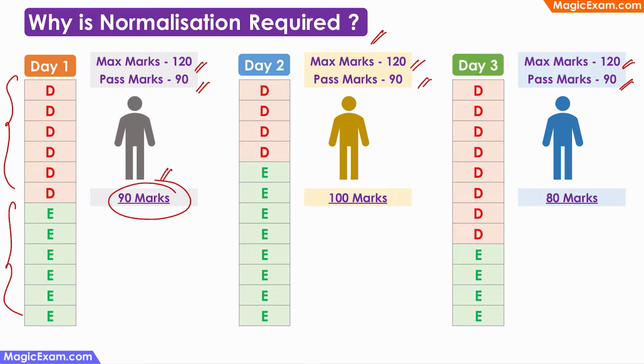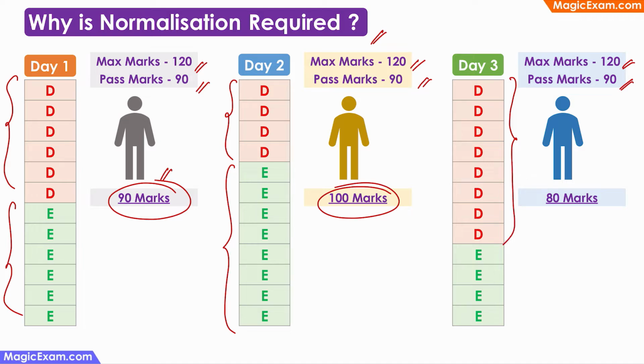On day 2, another friend of ours goes to take the exam, and he sees that only 4 questions are difficult and the remaining questions are very easy. This person is very happy. He scores 100 marks. And on day 3, another friend of ours goes to take the exam, and when he sees the paper, he sees that a number of questions are very difficult and there are only 4 easy questions, and with great difficulty he manages to score only 80 marks.